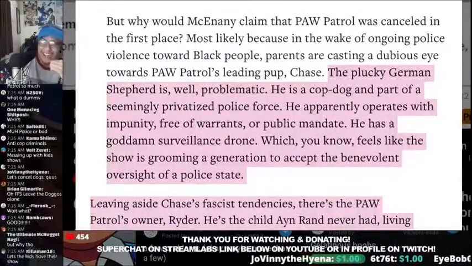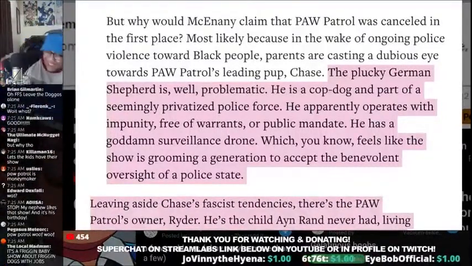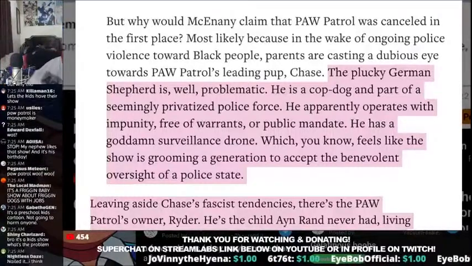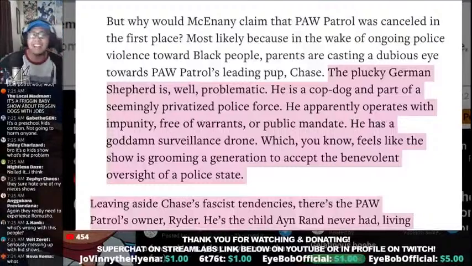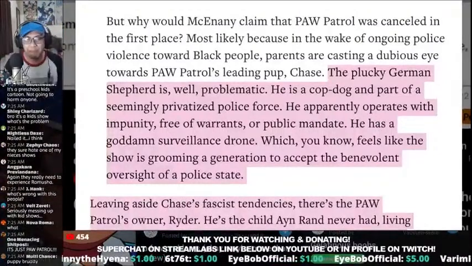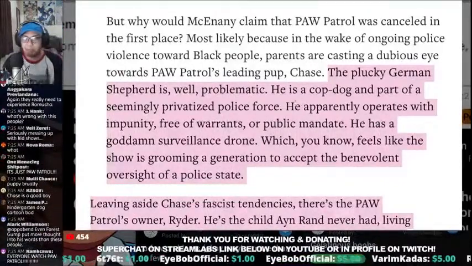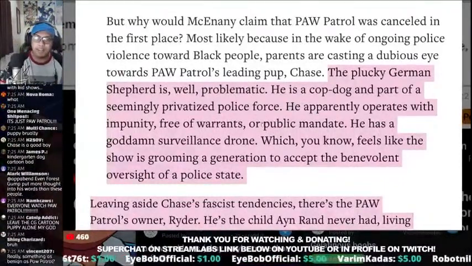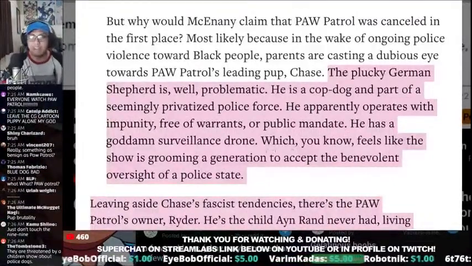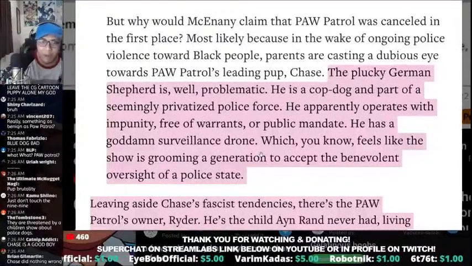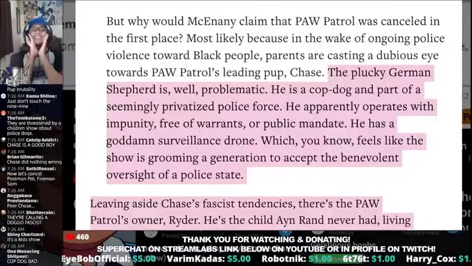Oh my god. It's a dog. It's a cartoon. It's a dog about a cartoon cop. I almost said that. Why are you doing this? Why? Blue dog bad. Oh man. "He apparently operates with impunity, free of warrants or public mandate. He has a goddamn surveillance drone, which, you know, feels like the show is grooming a generation to accept the benevolent oversight of a police state." Oh my god. It's a dog with a cartoon cop!